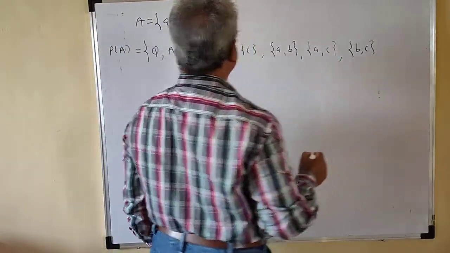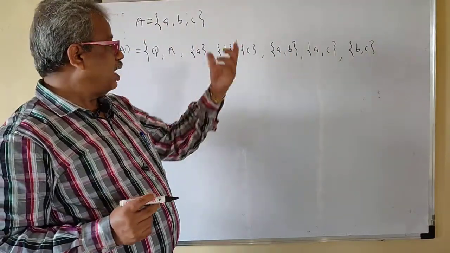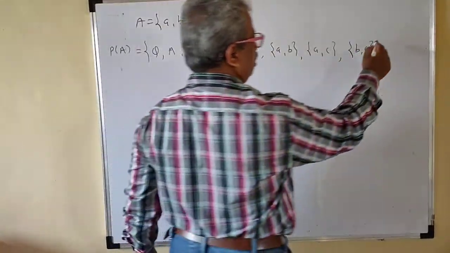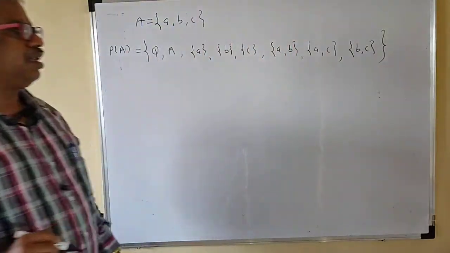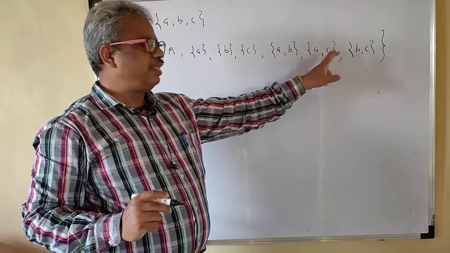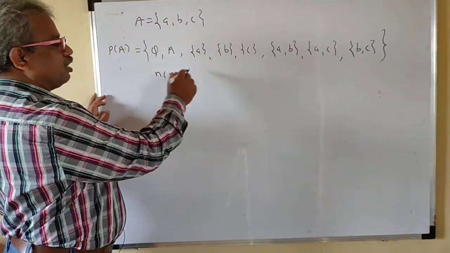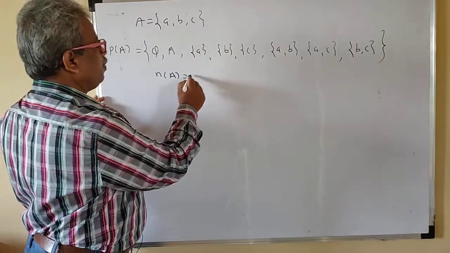Now see, we have only this possible doubleton there, right? So these are the only possible subsets. Now count the numbers: 1, 2, 3, 4, 5, 6, 7, 8. Right? So the number of elements in A is 3.